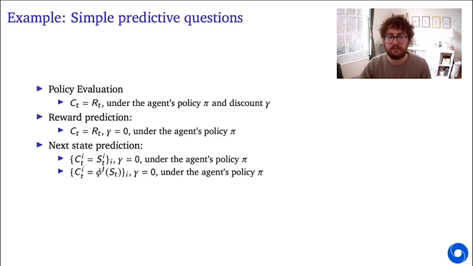We can consider many different cumulants, many different horizons, many different hypothetical behaviors on which to predict these cumulants. And the beautiful thing about the GVF framework is that it allows us to represent this very rich knowledge about the world, while learning all of these predictions with the same mechanism. So for instance, we could use the same TD algorithms that we use to make value predictions for the main task reward to predict any of these.